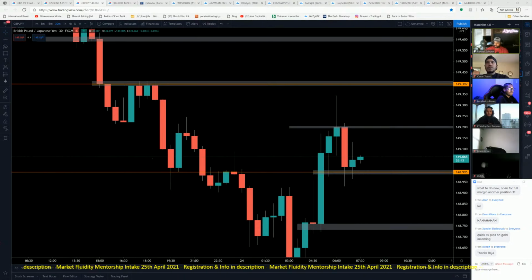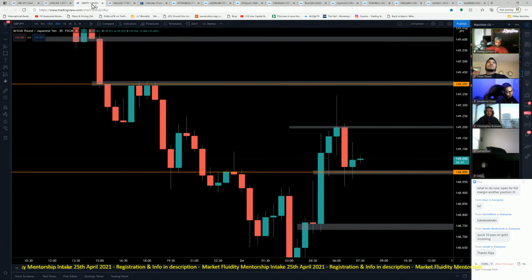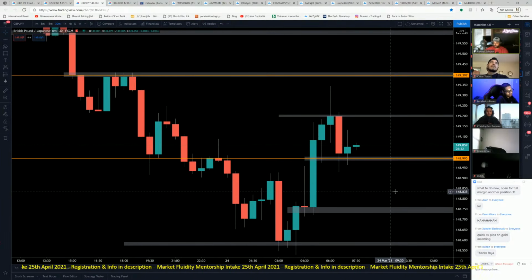So yeah, we're just ranging at this point here. Pound yen is ranging, doesn't know what to do. So yeah, no trade over here so far.